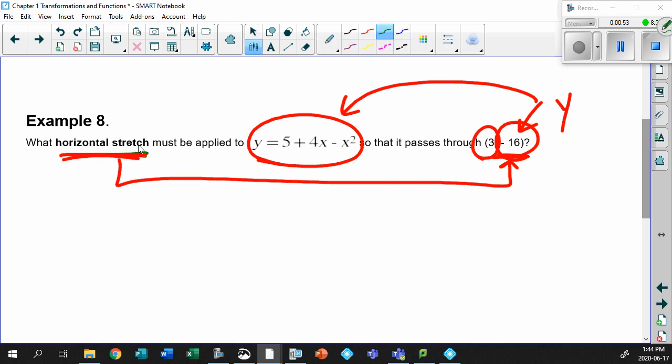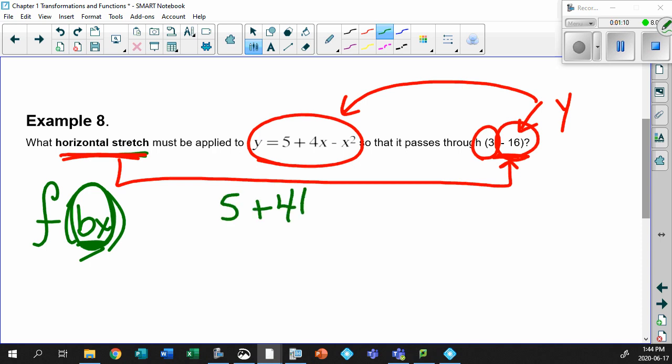Now, how do we stretch? Remember, x stretches mean the function now has a b value in it. So here's a couple things we're going to do. Watch. This is going to replace all of the x's now, because we have to include some sort of b value into this. So watch, 5 plus 4 times bx, okay, there it is, minus bx squared. There's your stretch of the b.